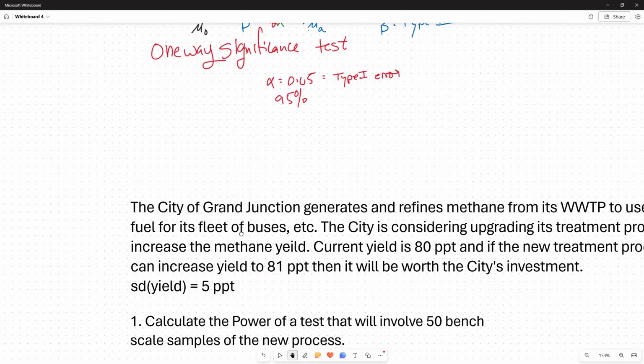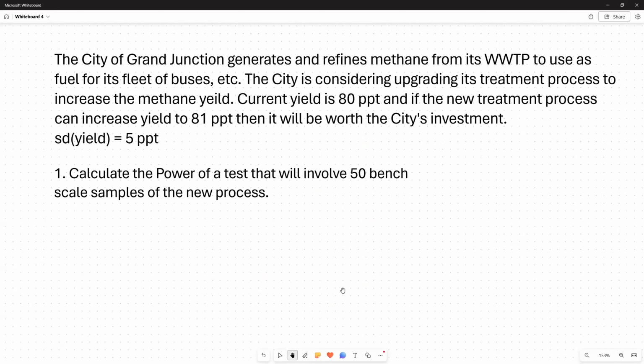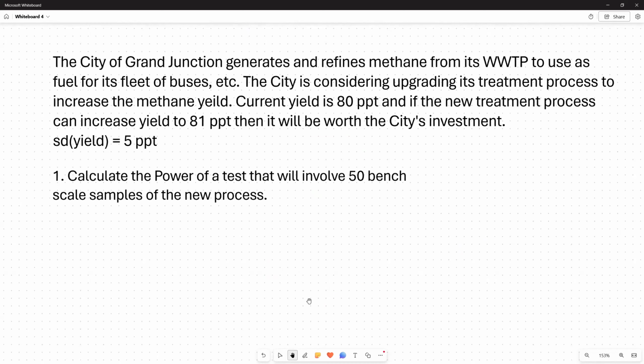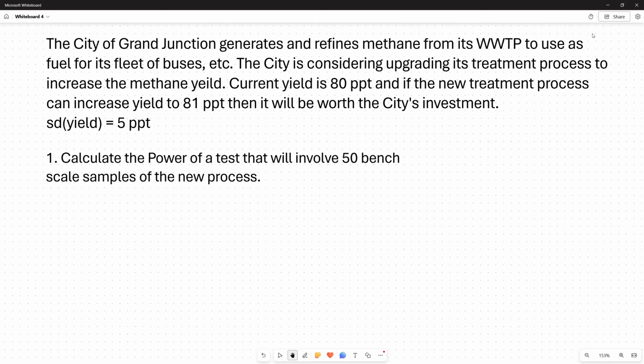So let's go down to our example. We've got the city of Grand Junction, and this is a real thing. It does have a wastewater treatment plant that generates methane that is scrubbed and piped and used to fuel buses and garbage trucks and all these good things. So it's a real thing. Now this is all made up after this.